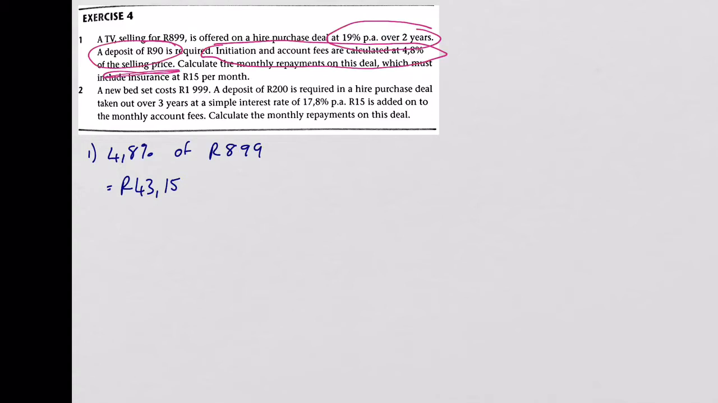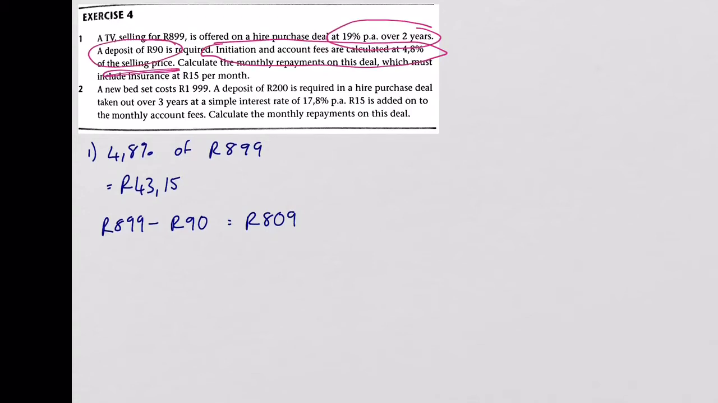Right, the next step is to calculate what the loan amount required is. In other words, how much money does this person need to get the loan and pay back over the 2-year period. It was an 899 Rand selling price, and if we subtract the 90 Rand from that, we get 809 Rand that would need to be loaned. Now, to that 809 Rand, we must add the 43 Rand 15 cents, which is the account fees and the initiation fee, and that gives us a total of 852 Rand and 15 cents. So that is the amount that will need to be loaned.